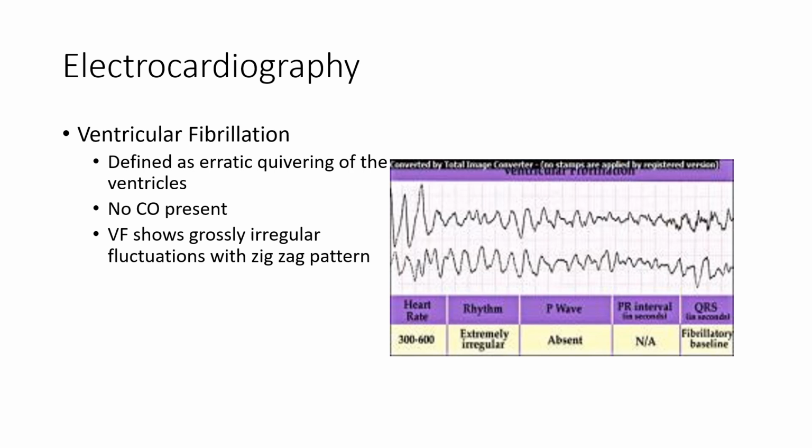Ventricular fibrillation is defined as erratic quivering of the ventricles. There is no CO present, and the ventricular fibrillation shows grossly irregular fluctuations with a zigzag pattern. When this occurs, this is something that you need to pay attention to. You may see it during stress testing sometimes if they're on the treadmill. The heart rate will be registered at 300 to 600 beats per minute.